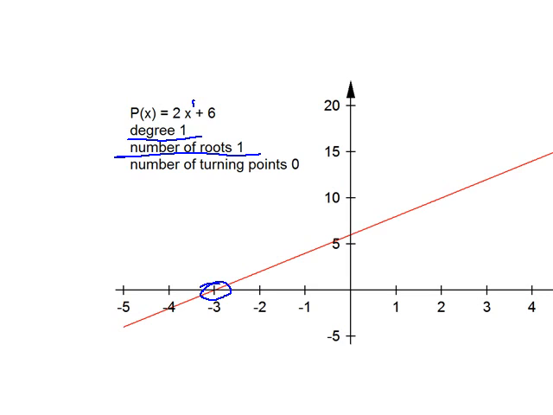And the maximum number of turning points is 1 less than the degree. So the maximum number of turning points would be 1 minus 1, which is 0.